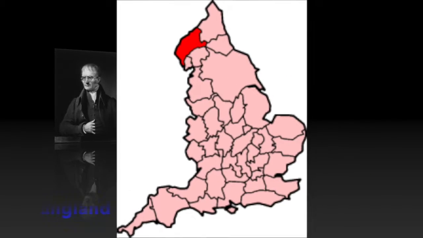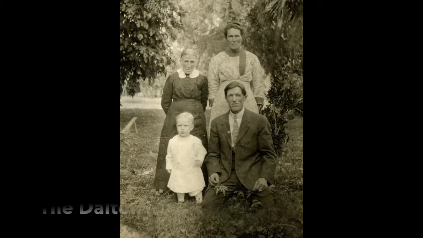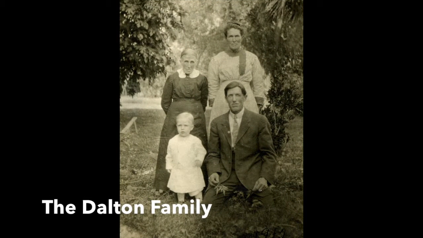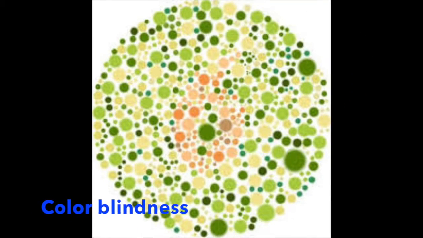John Dalton was born in Inglesfield, England, September 6, 1766. He was born into a Quaker family and had two surviving siblings. Both he and his brother were colorblind. He later went on to study colorblindness.